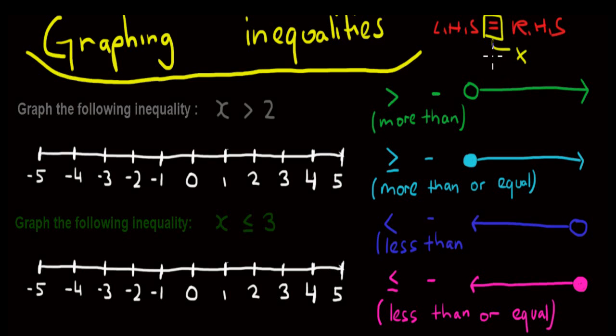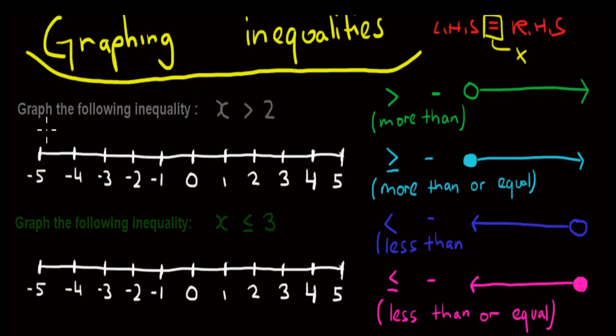Now you need to know how to graph those things, and for that you should know that if something's more than, we try to find out where it's more than. So I'll go for one example in a second. Draw an open dot and then go towards the, in this case, increasing side.